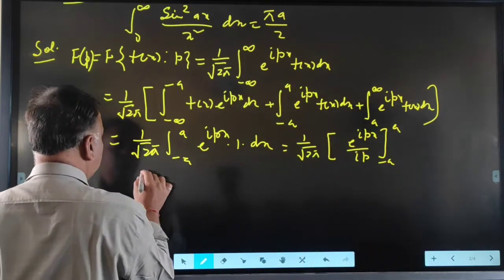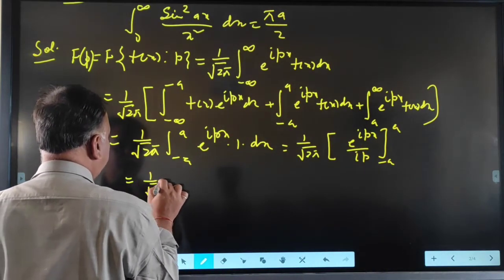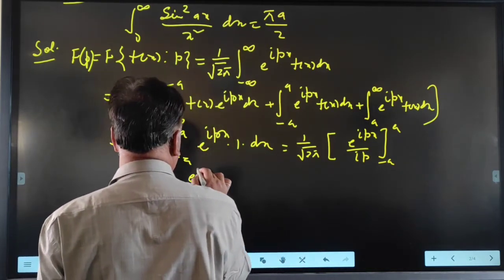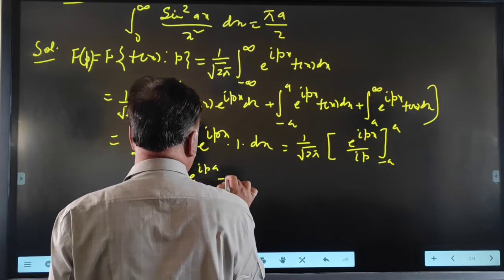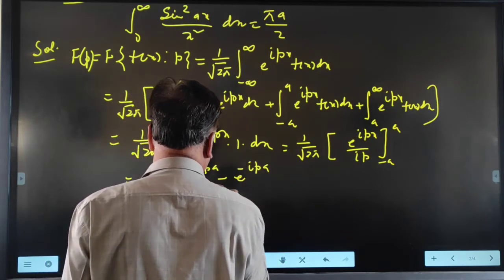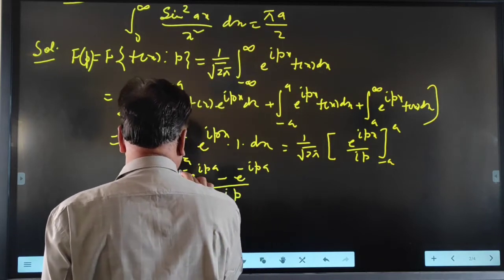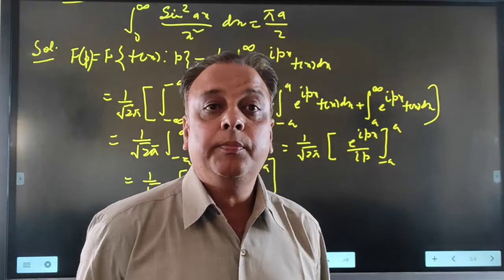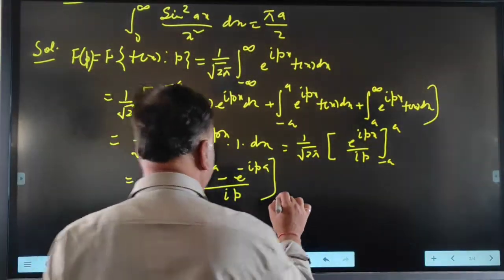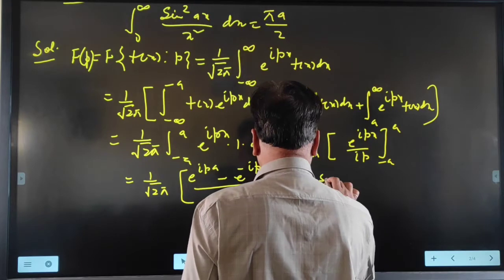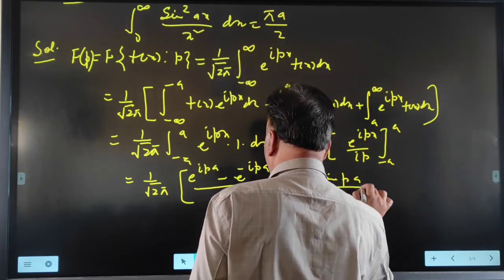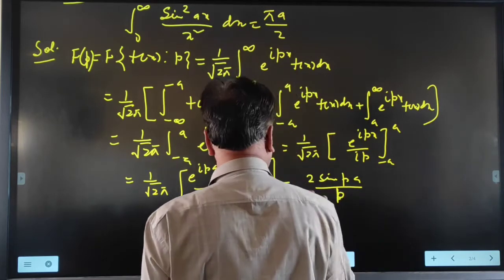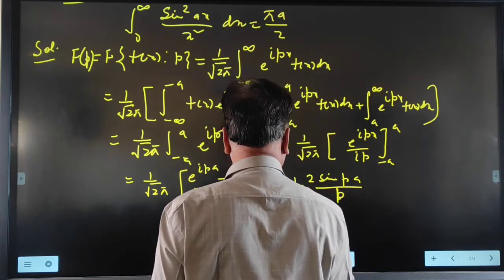So this is equal to 1 upon root 2 pi. If we put in the values of x, we get e raised to iota pa minus e raised to minus iota pa, upon iota p. As we know, e raised to iota pa minus e raised to minus iota pa is 2 sine pa. So the value of this is 2 sine pa upon p, into 1 upon root 2 pi.